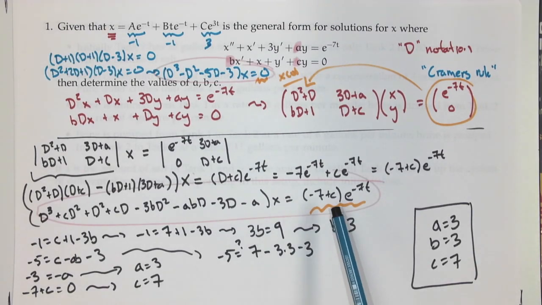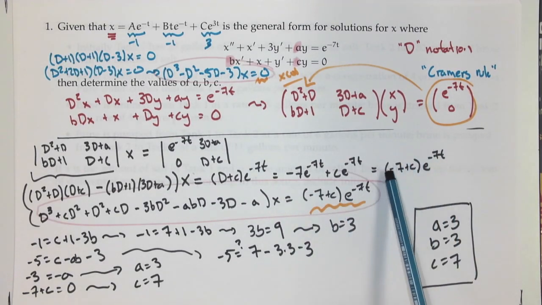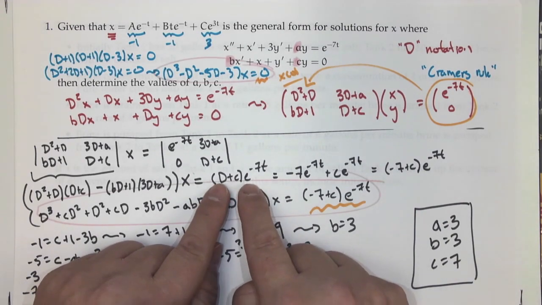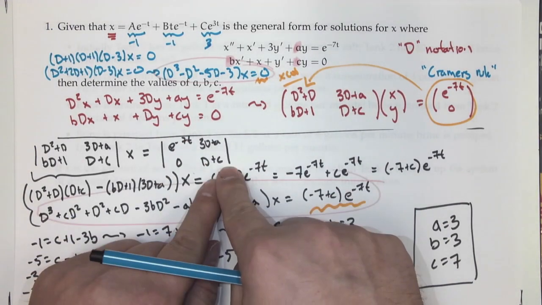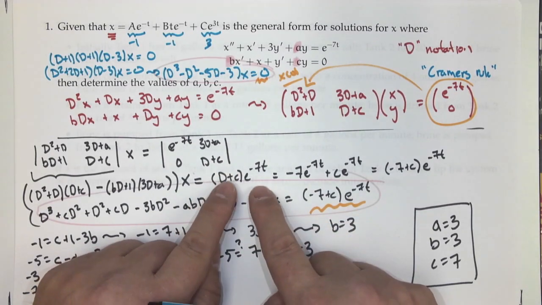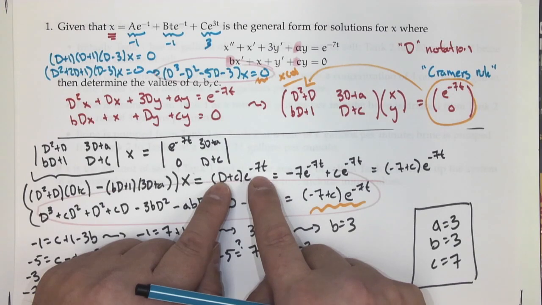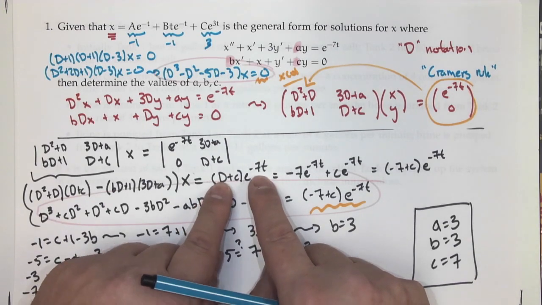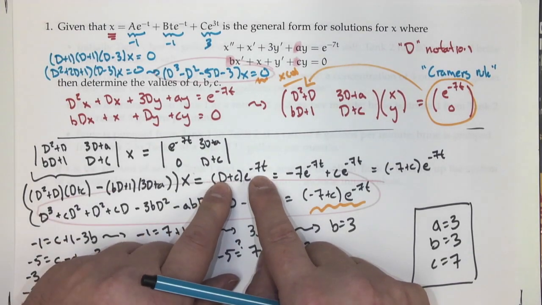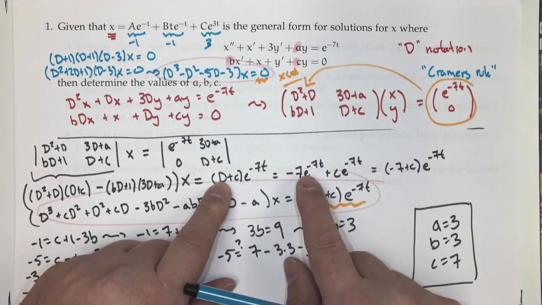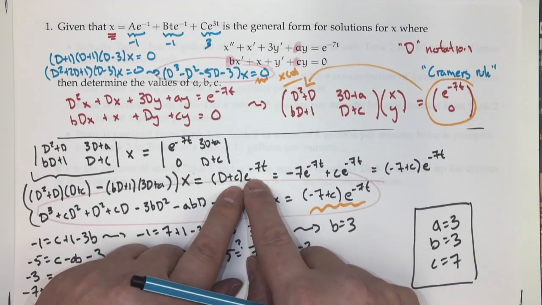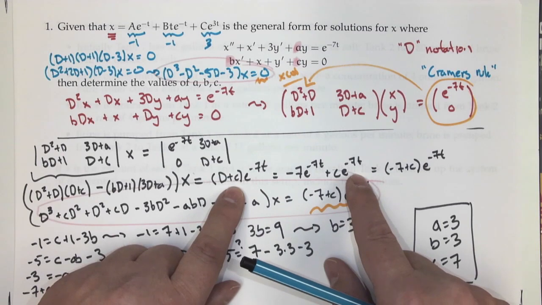There is a question: where did this negative 7 plus c times e to the negative 7t come from? Well, it came from doing our determinant on the right-hand side. So you have your D plus 7 times e to the minus 7t. The D times e to the minus 7t says take a derivative of e to the minus 7t. When you take a derivative, the minus 7 comes down. So that's where that comes from. And then c times e to the minus 7t is c e to the minus 7t.